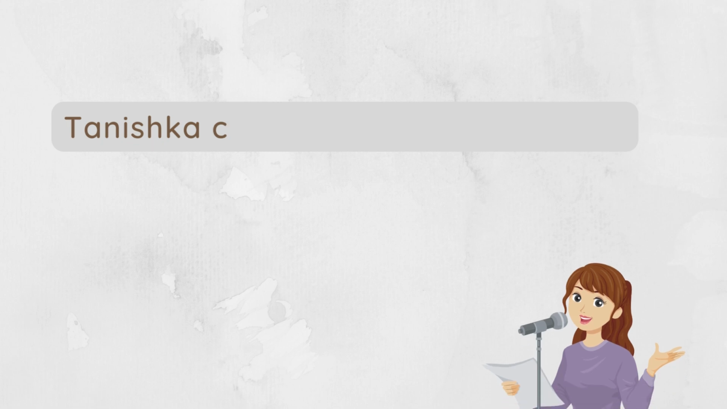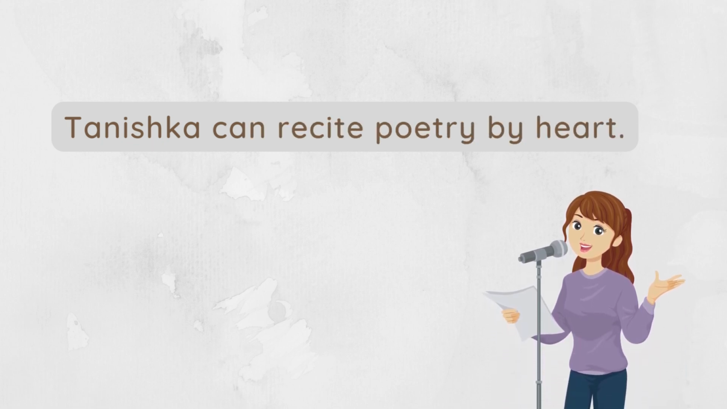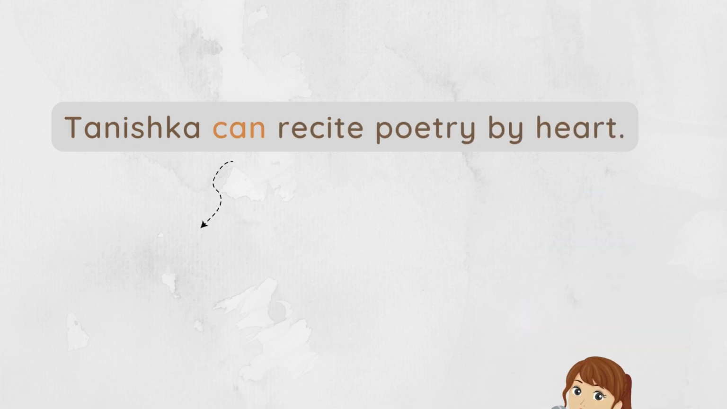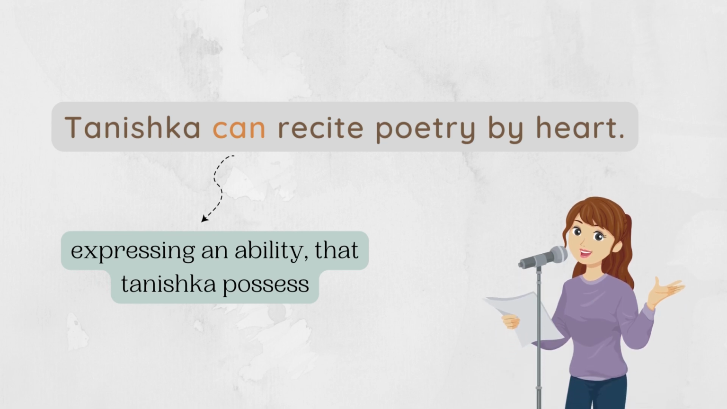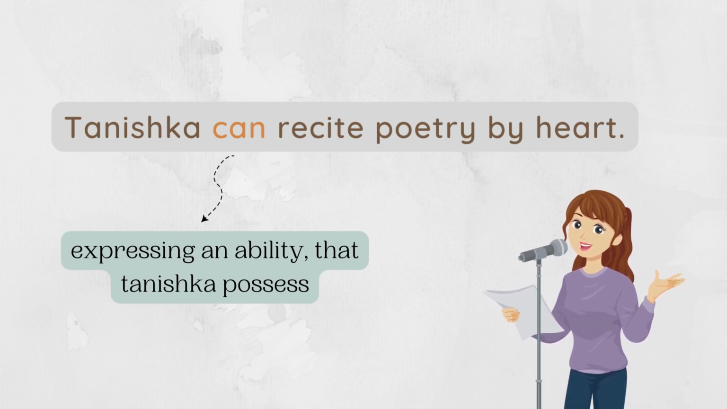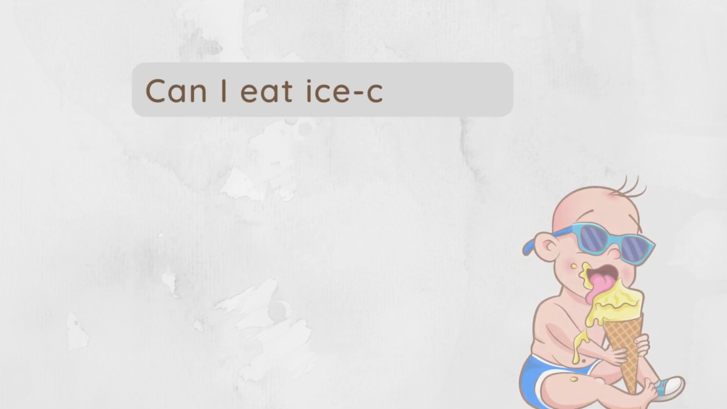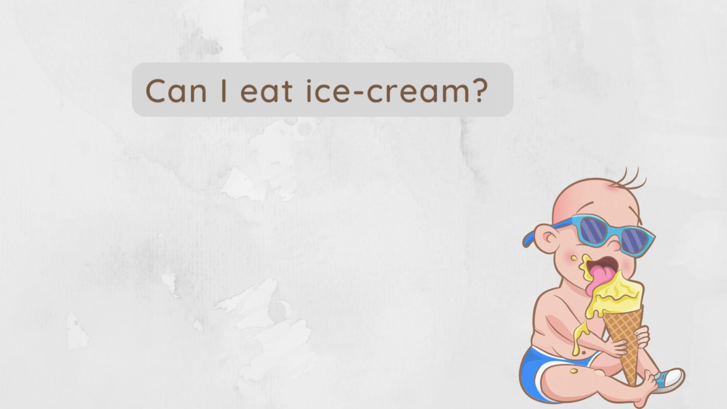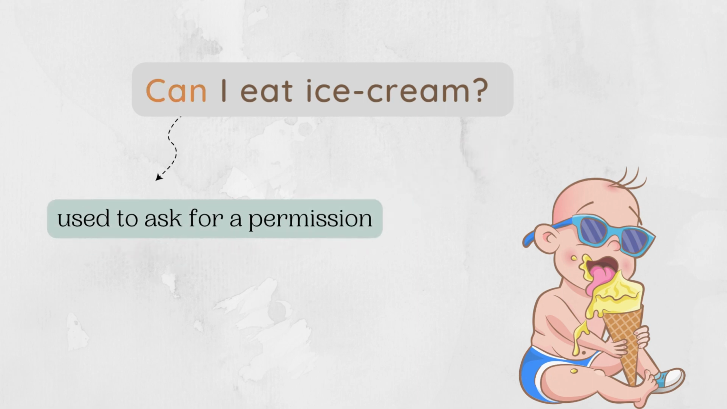In the sentence, Tanishka can recite poetry by heart. The auxiliary verb can is expressing an ability that Tanishka possesses. Whereas in the sentence, can I eat ice cream? The modal verb can is used to ask for a permission. So modal verbs play an important role to allow speakers to express a wide range of conditions. Let us take a closer look at each of these 9 modal verbs and the usage.